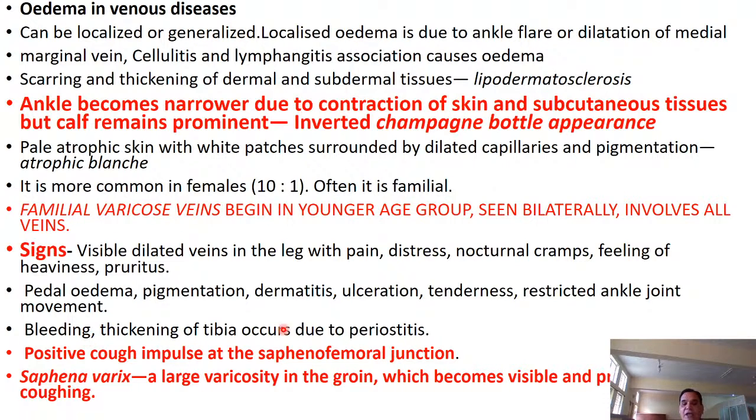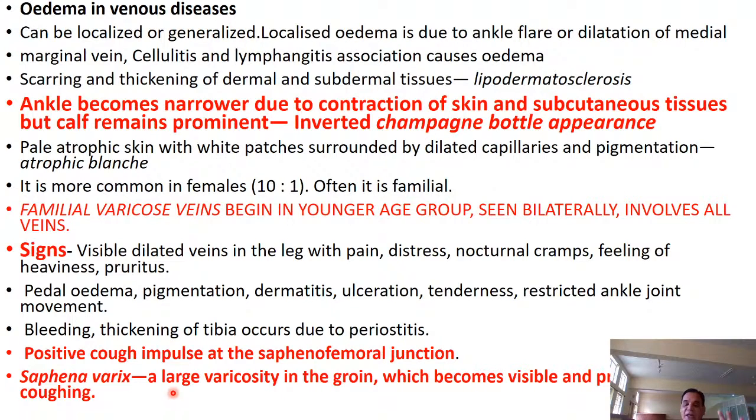Above that, the condition is called periostitis of the tibia. Chronic inflammation of the periosteum of the tibia can cause periostitis, that means tenderness over the tibia. What is the sign? Positive cough impulse at the saphenofemoral junction. It is lying where? 3.75 centimeters lateral and below the pubic tubercle.